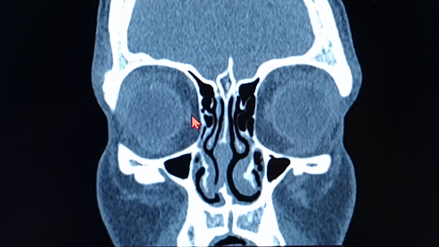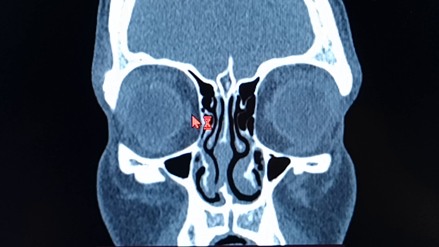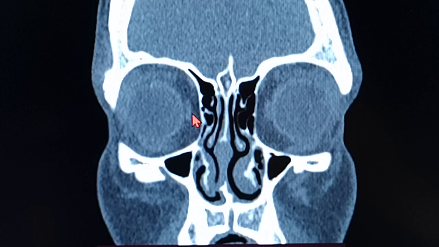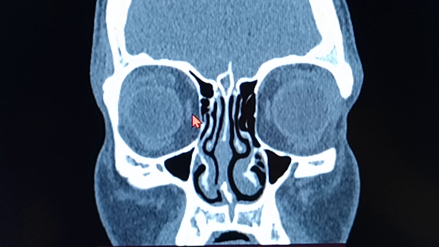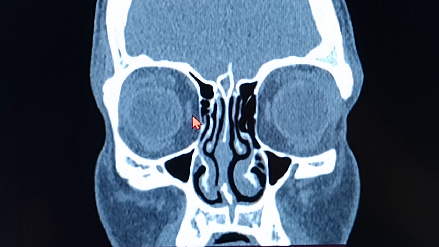So I'm just going to go through the most basic anatomy of the CT scan. I'm going to talk about both the PNS and the orbit, because we as ENT and skull-base surgeons encounter a lot of cases of sinonasal infections which eventually lead to orbital infection, which could be extraconal or intraconal. So you also need to know the basic anatomy of the orbit.